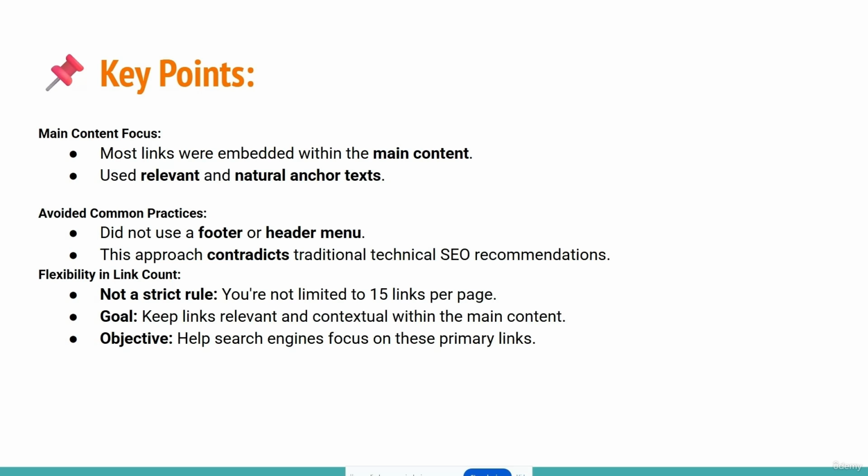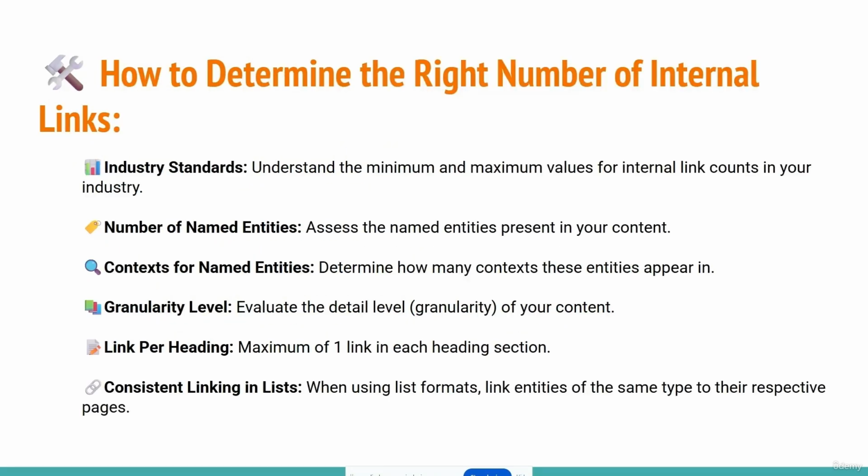The 15 links concept is not a hard rule. The goal is to have as many relevant and contextual links as possible. First, you look at industry standards to see what the minimum and maximum numbers are. Check the standard results. After that, you need to calculate the total links, including sidebar links. Next is the number of named entities, links per heading. Try to keep a maximum of 1 link per heading, not minimum, but maximum. This is because we have to structure our content using headings. Afterward, link the entities to the destination page.